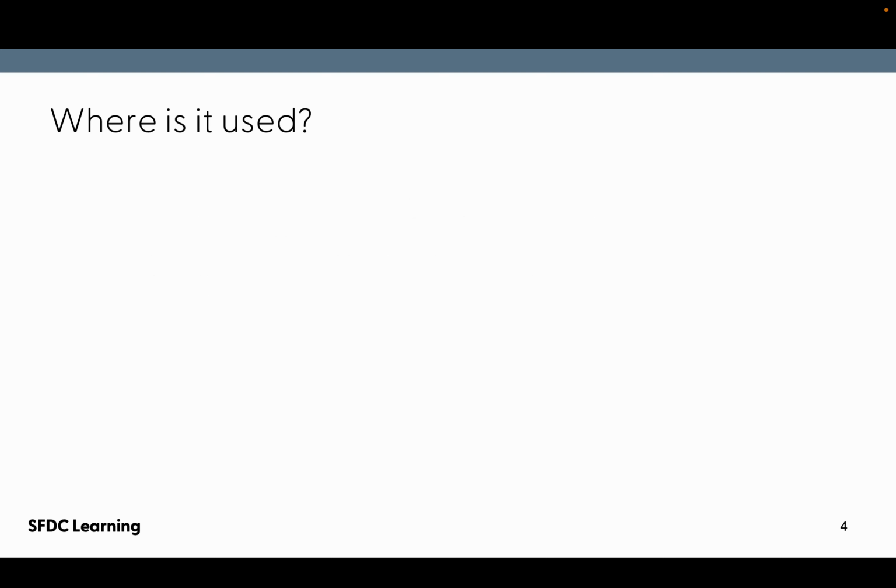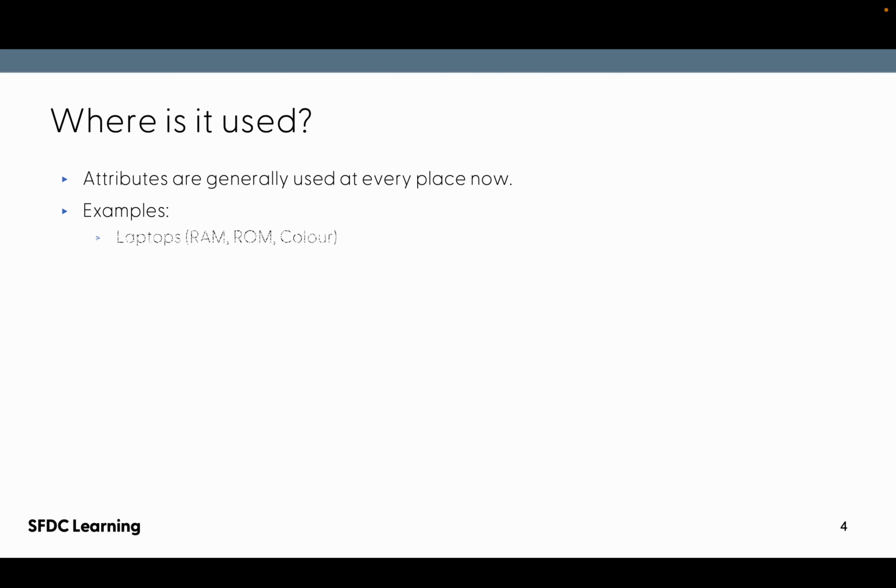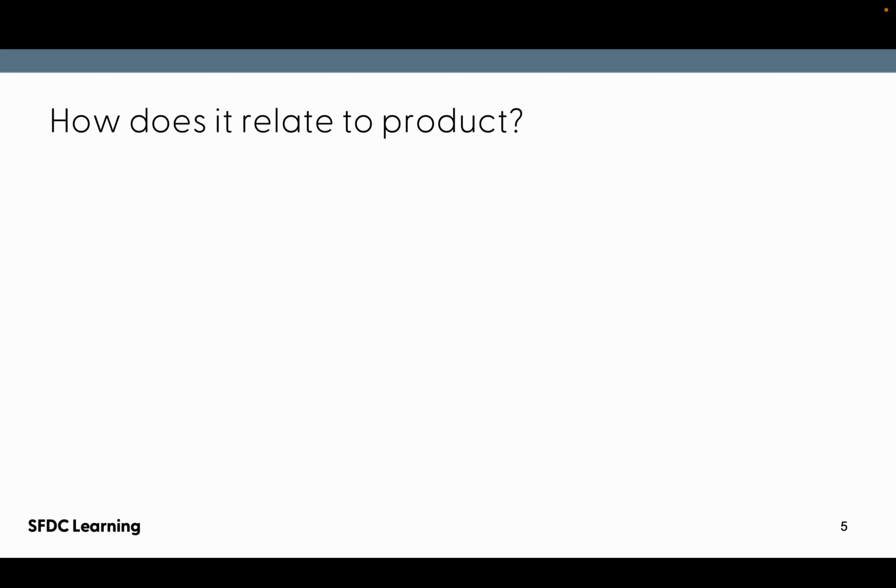Now, where is it used? Attributes are generally used at every place. For example, a laptop has RAM, ROM, and color that can be defined as attributes. Clothing has size and color. Software has on-prem or cloud installation, etc. So that is where attributes are generally used.